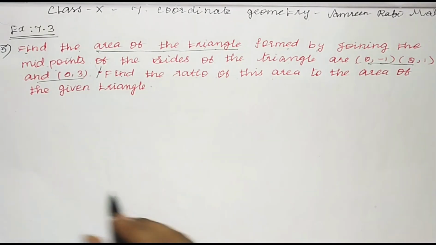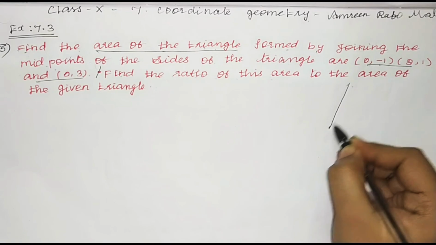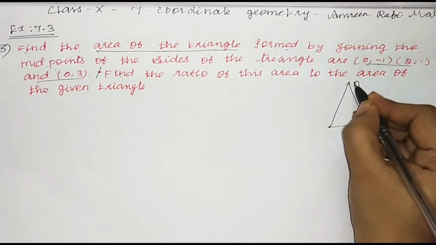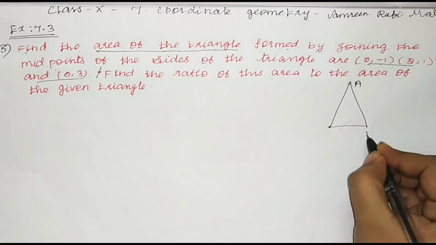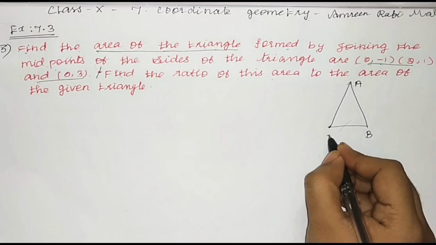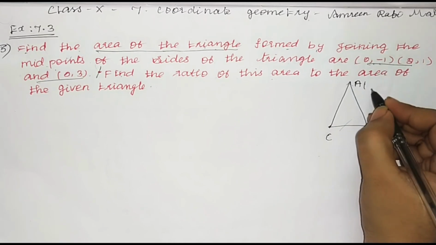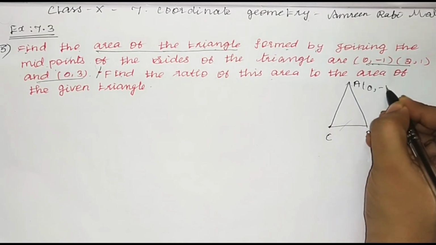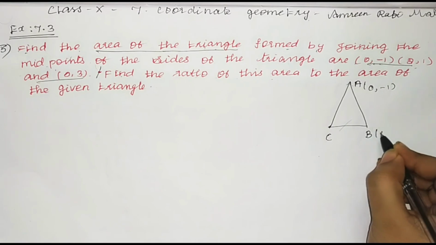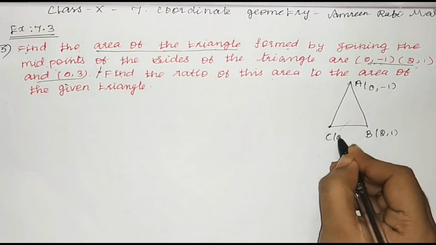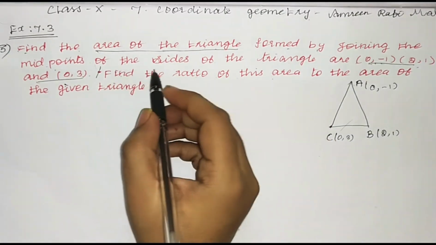So listen carefully. You have to consider one triangle, with one coordinate point A, another coordinate point B, and another coordinate point C. A coordinate point we consider (0, -1), B coordinate point (2, 1) and C coordinate point (0, 3). Now listen carefully.